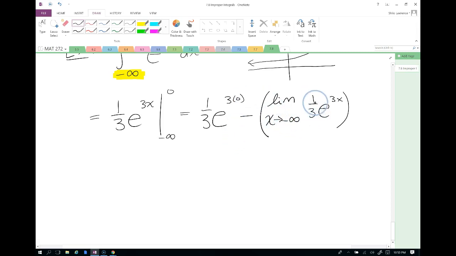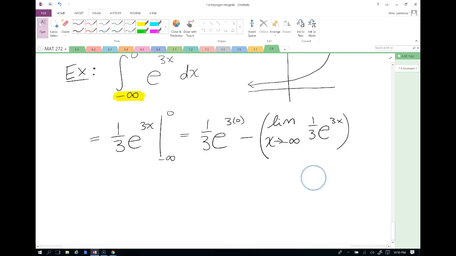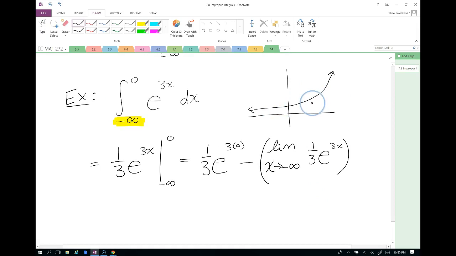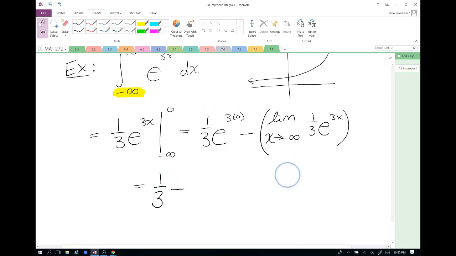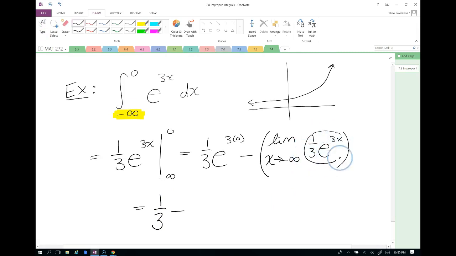So take a look at the graph of 1/3 e to the 3x. It looks very similar to the e to the 3x graph, except it is compressed. It is squished down towards the x-axis a little bit more. So the first piece here, 1/3 e to the 3 times 0. Well, 3 times 0 is 0. e to the 0 power is 1. And then 1/3 times 1 is 1/3. And then this function, as x approaches negative infinity, it's approaching 0.